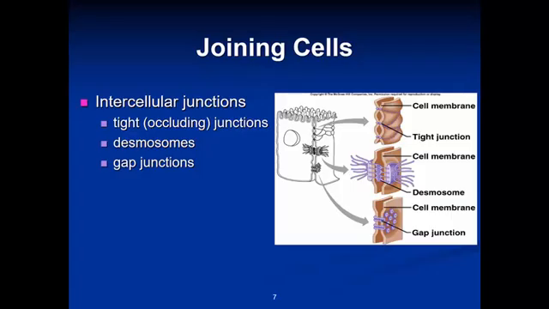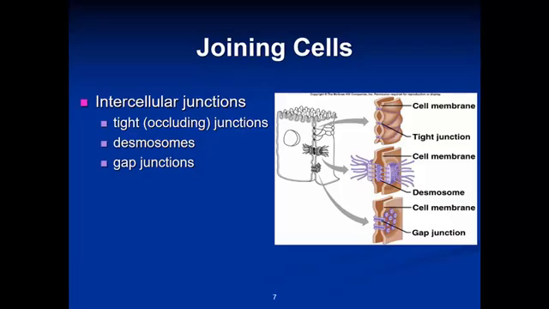Tight or occluding junctions hold the cells very tightly together so that things cannot squeeze between. Okay, so it would be like you pressed right up against somebody the whole length of your body. Nothing could get between you. These tissues are not permeable. For example, the blood vessels in the brain create the blood-brain barrier.